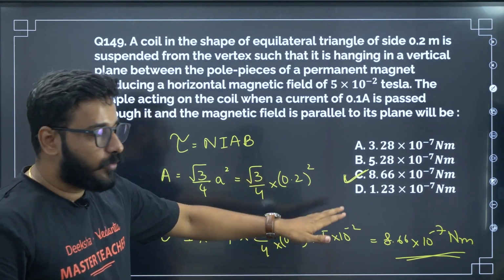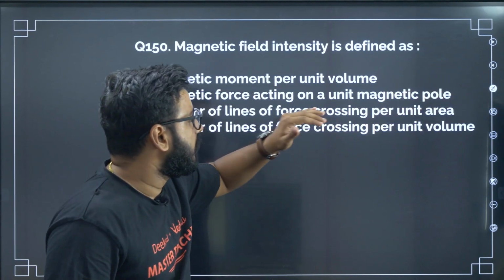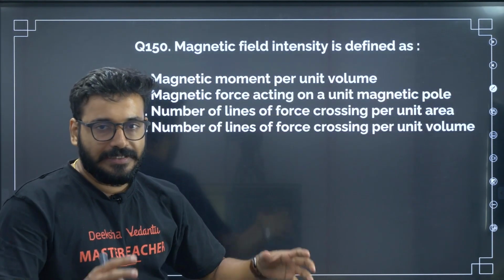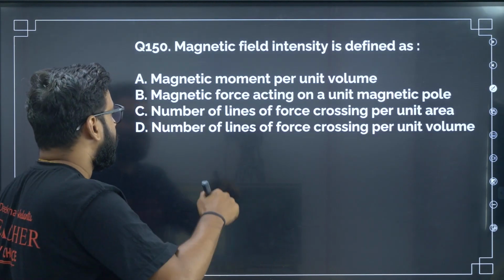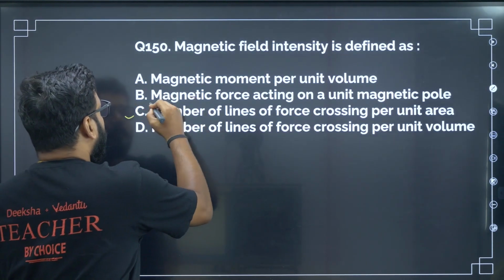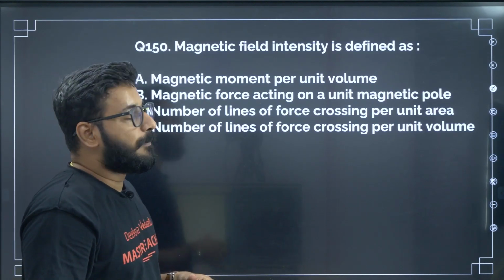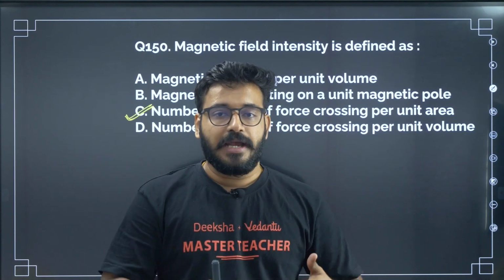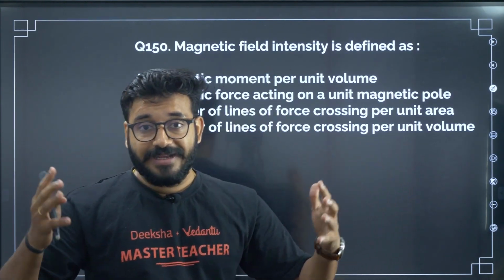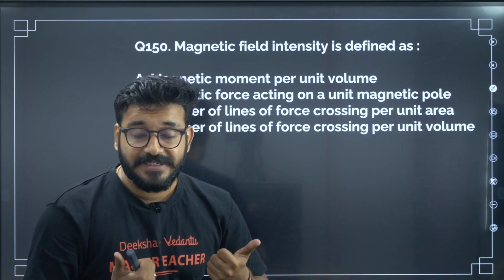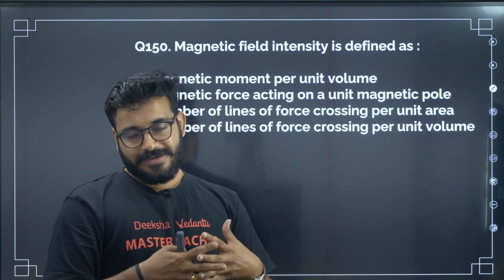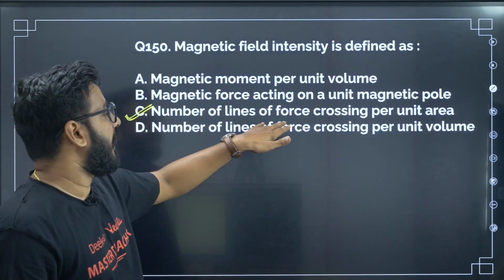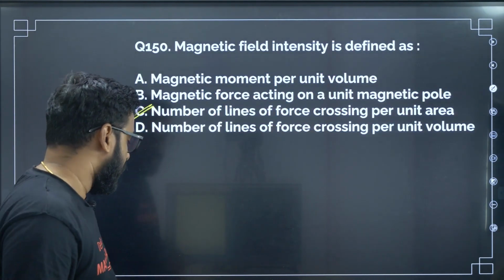Fine. This was the penultimate question. Let's see the final question of this part. So the final question is, magnetic field intensity is defined as, the magnetic flux density, that is the number of field lines crossing per unit area. So in a given area, how many field lines pass? More the field lines, more is the strength of the magnetic field, more is the intensity. Fewer the field lines, less is the strength, less is the magnetic field density. Very simple question. Magnetic field intensity is the number of lines of force crossing per unit area.